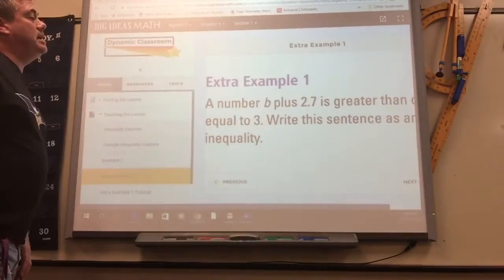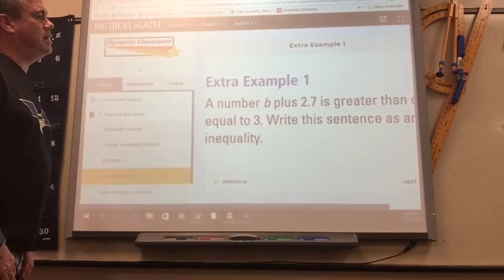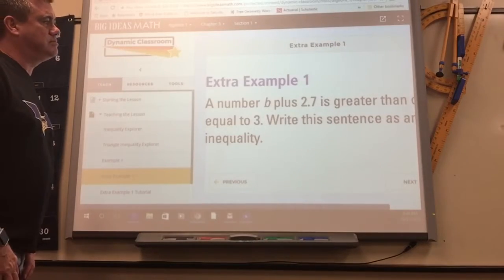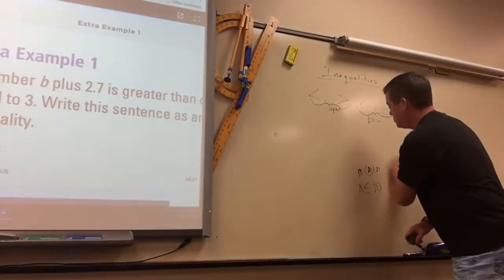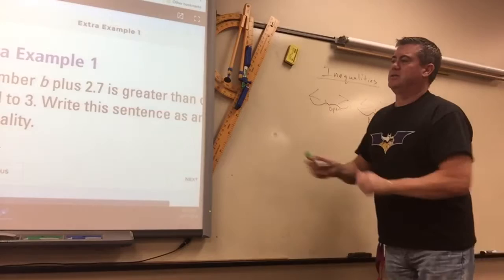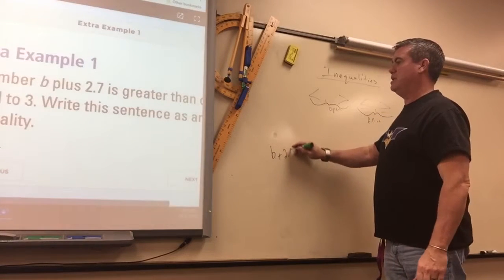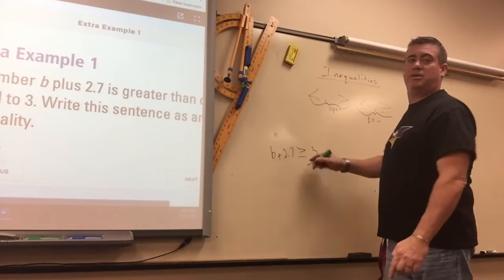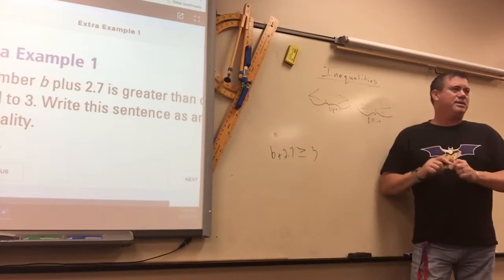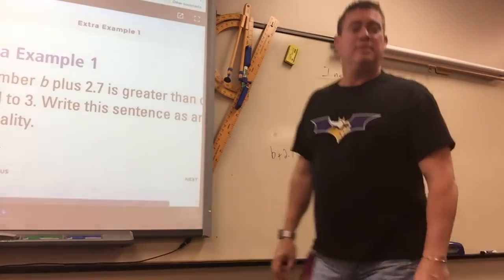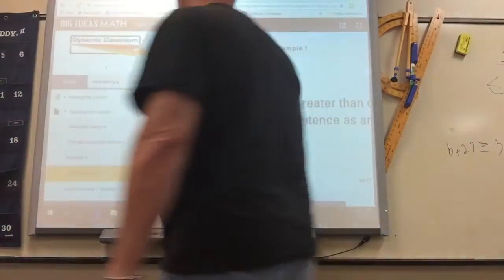A number B plus 2.7 is greater than or equal to 3. So all we'd have to do is go B plus 2.7 is greater than or equal to 3. Can't really get any easier than that, I hope. Everyone thinks that's easy.